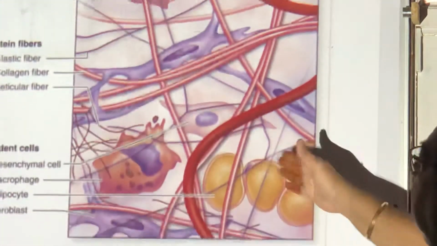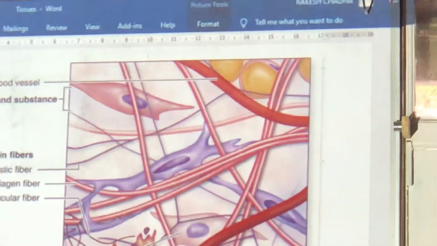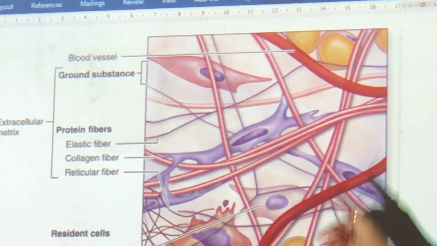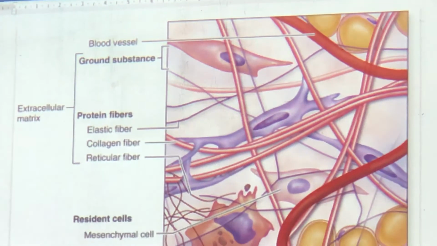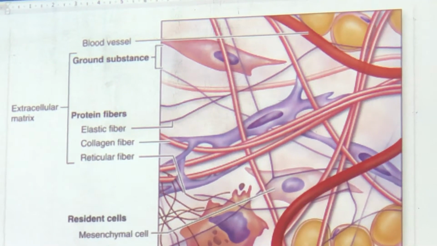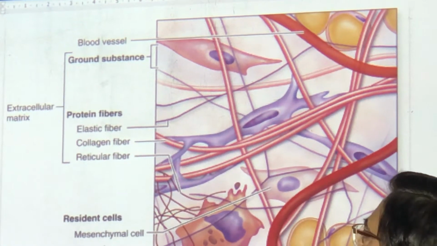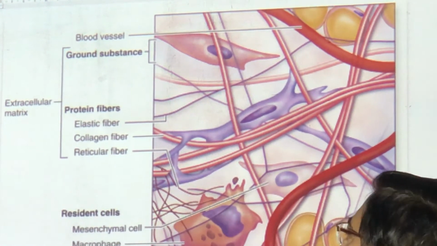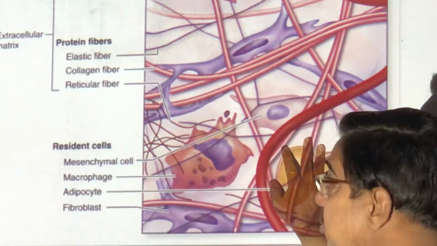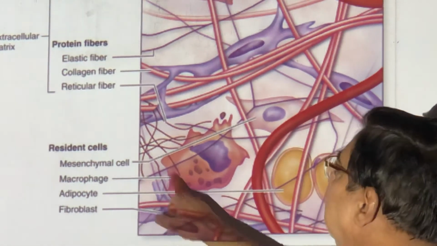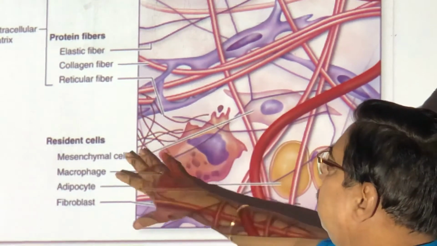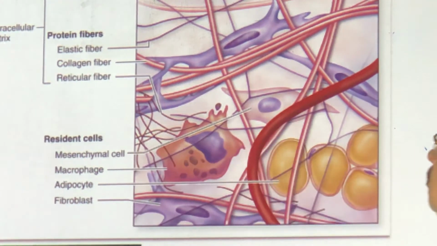Then we see the diagram. See how beautiful the diagram is, and see your textbook diagram. See the various types of cells, how loose it looks. Now you can see fibroblast, adipocyte or fat cells which are also present in the skin, macrophage, and mesenchymal cell. These are four types of cells.